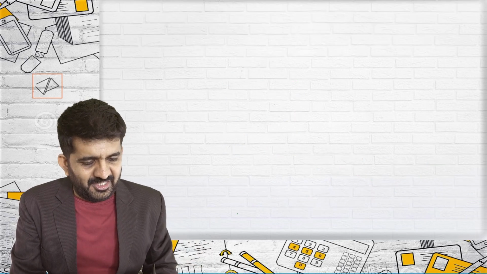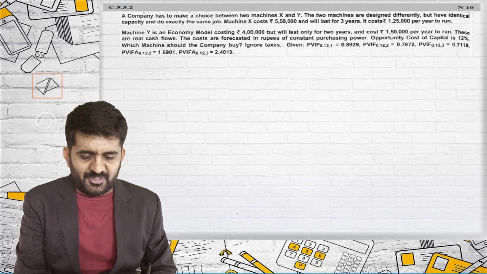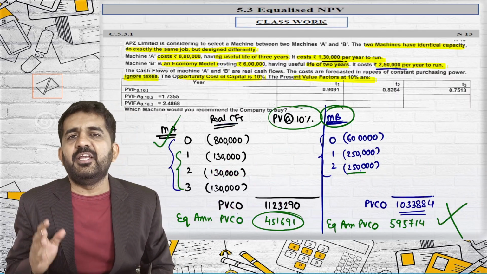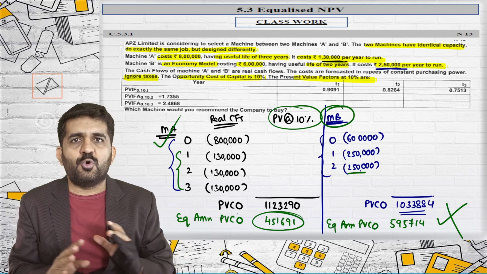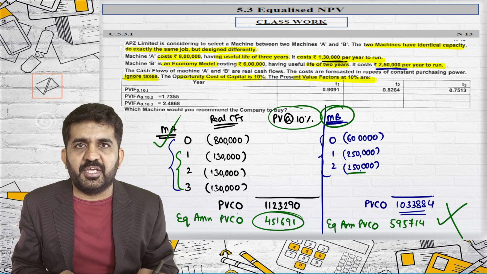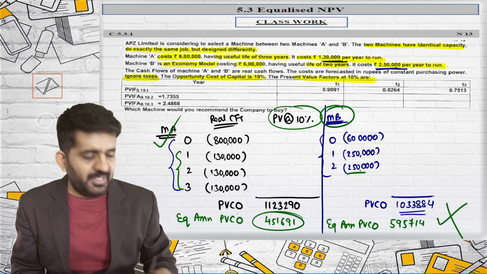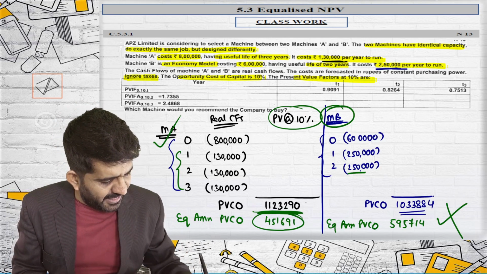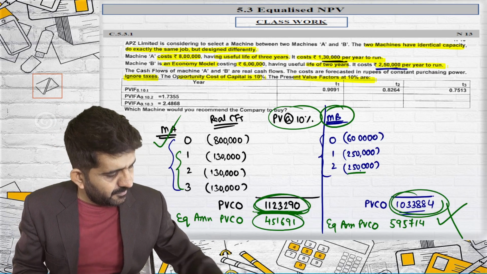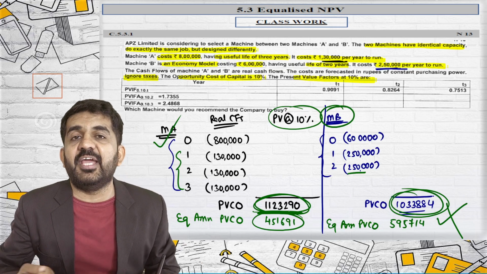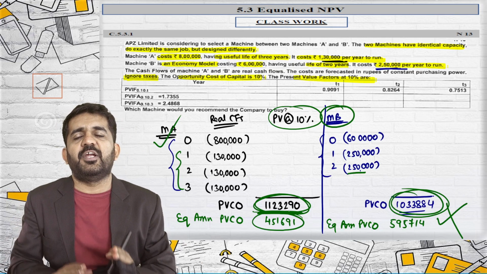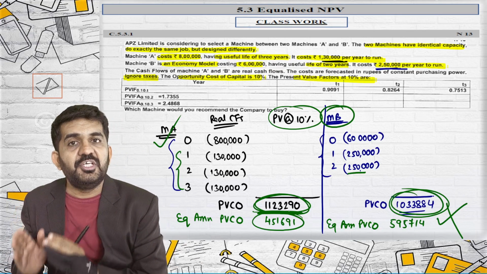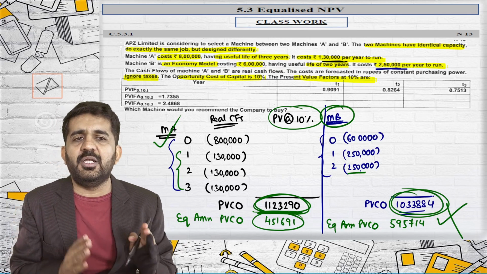Sir, we have not done a single question of equalized annual NPV. I agree. In equalized annual NPV, the concept will remain same. There is no question asked up till date, so we are not doing it. But it is the same. Instead of this figure, there will be NPV, and you need to take a decision of higher NPV. If the project life is different, then you need to take a decision by equalized annual NPV.